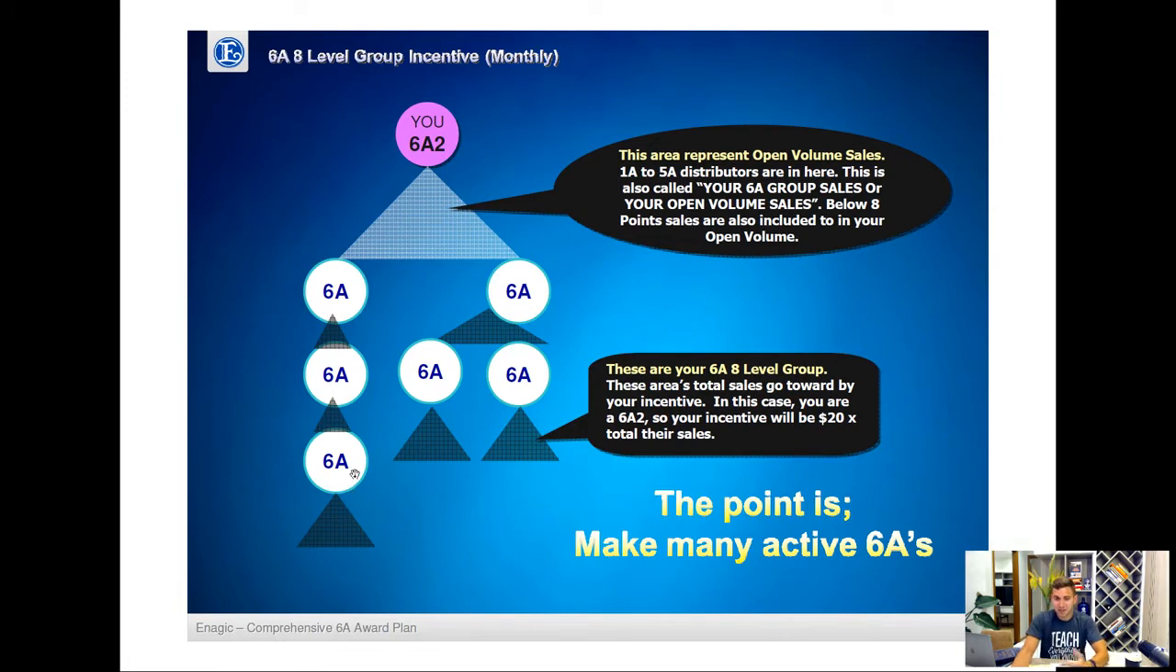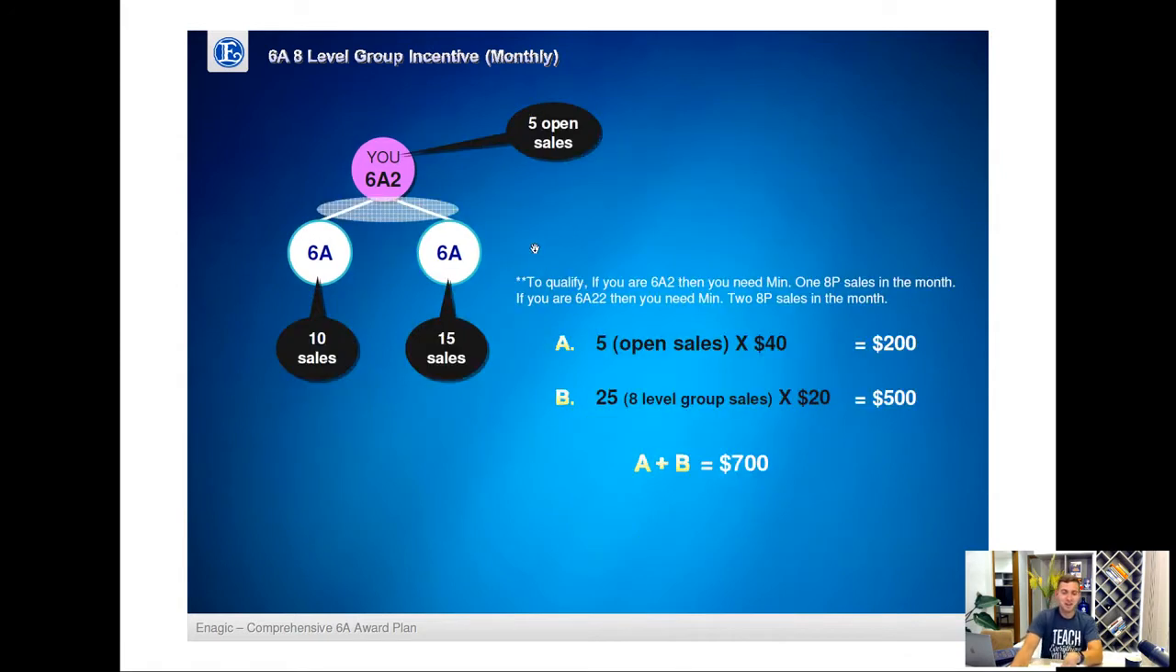So like this compensation plan, the bonuses paid out here are almost endless. All right. So these areas, the total sales here go towards your incentive, right? And we'll get into that. In this case, you're a 6A2, so your incentive will be $20 times the total sales, right? So that means $20 for 6A2s and $22 for 6A2-2s, as explained in the previous slide. So guys, the point is make as many active 6As as possible within your organization, all right?